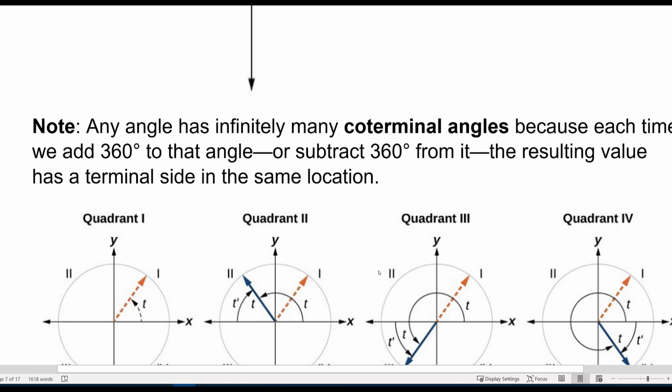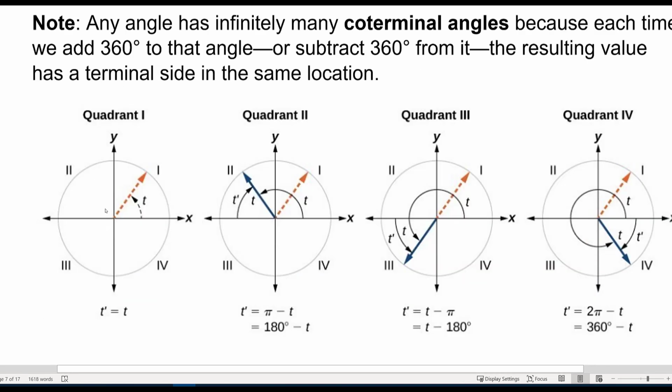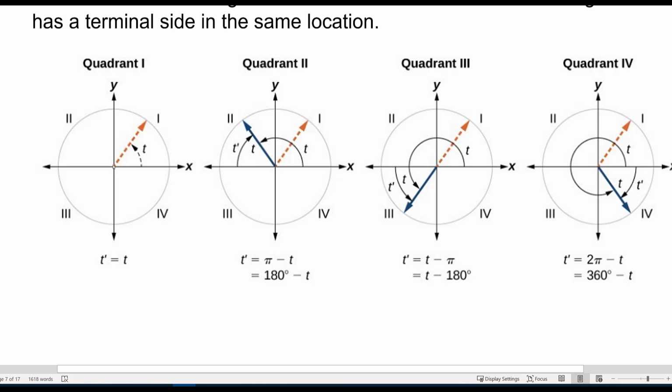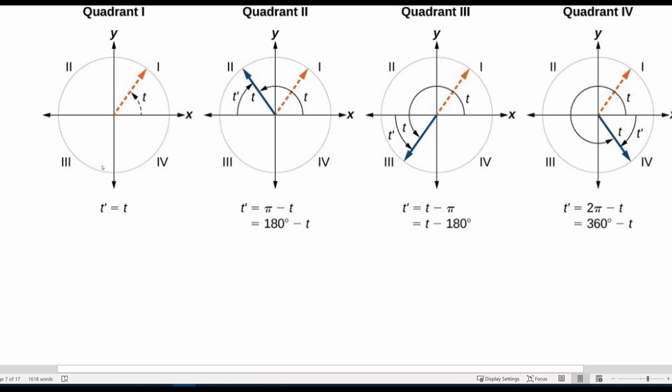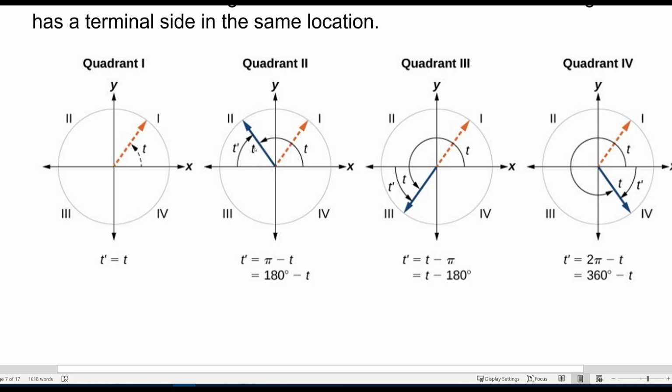Any angle has infinitely many coterminal angles because each time we add 360 or subtract 360 from it, the resulting value has a terminal side in the same location. So quadrant 1, quadrant 2, 3, 4.